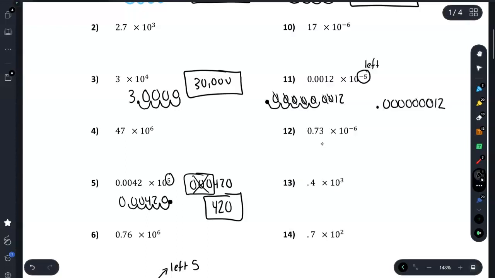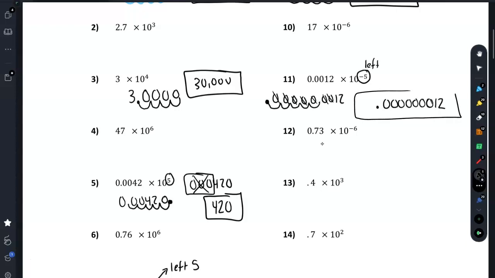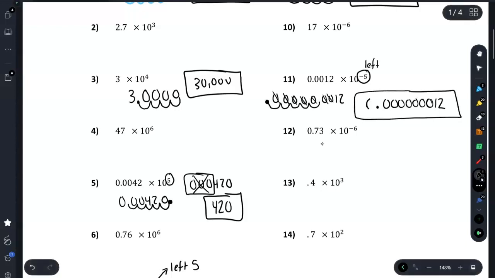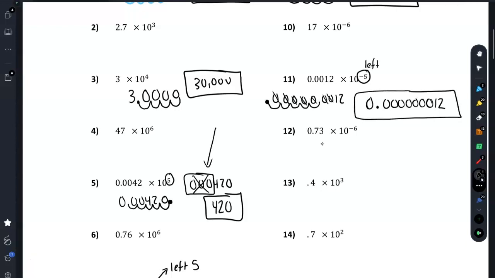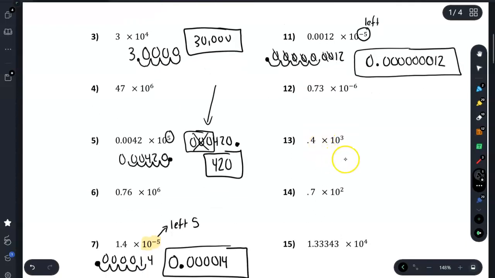And since those are behind the decimal, I cannot get rid of those. Those are very important. Unlike the one way over here, where my zeros were in front of the decimal and in front of all the numbers, they were unnecessary. But zeros behind the decimal, I need to make sure that I keep. Those are important. All right, and number 13, I have 0.4 times 10 to the third.